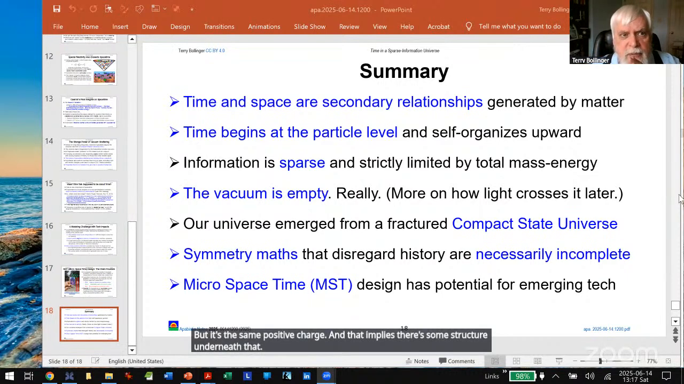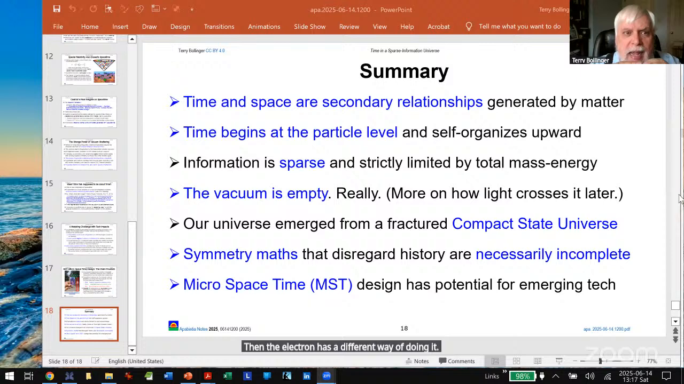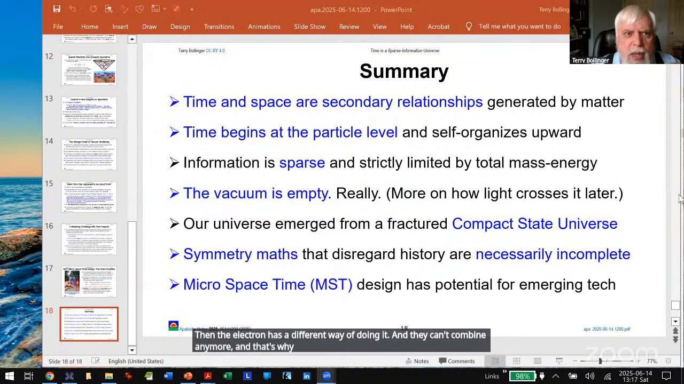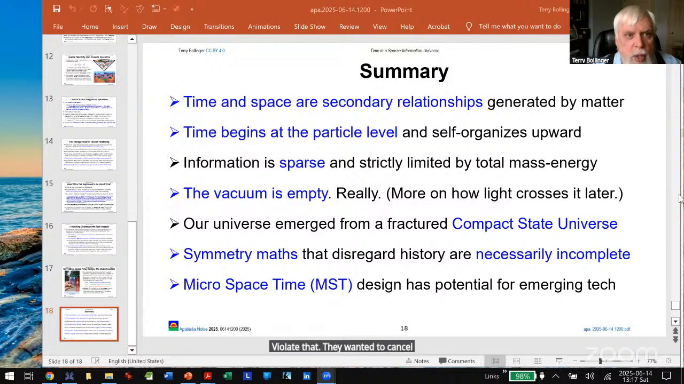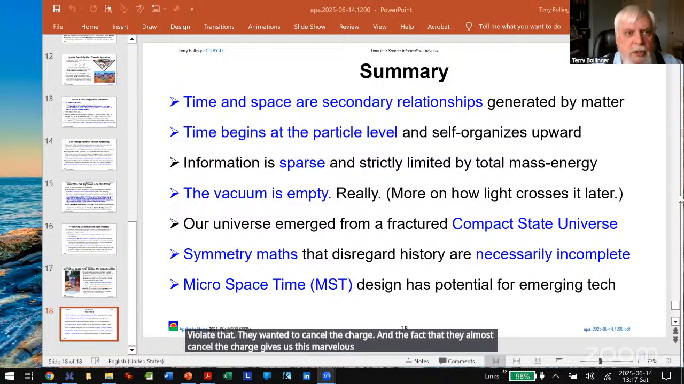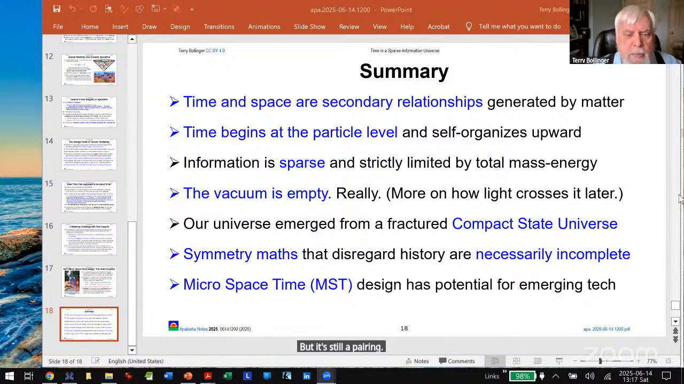Then the electron has a different way of doing it, and they can't combine anymore. And that's part of why we exist, because the darn things say, I can't cancel your color charge. I can't cancel your hadron-ishness. I can't violate that. They wanted to cancel the charge. And the fact that they almost cancel the charge gives us this marvelous opportunity for complexity, because then they're mostly electric and neutral. They can break apart. You can have these massive separations, but it's still a pairing of those charge types.